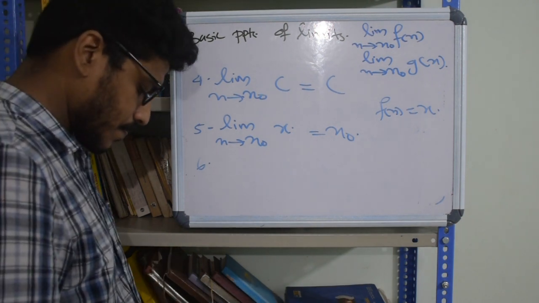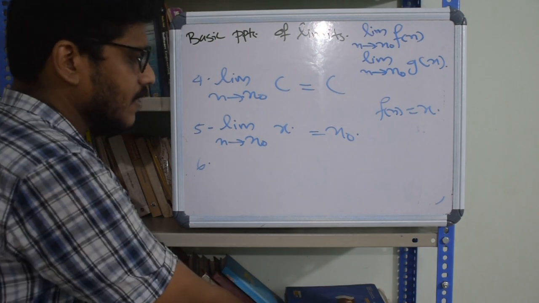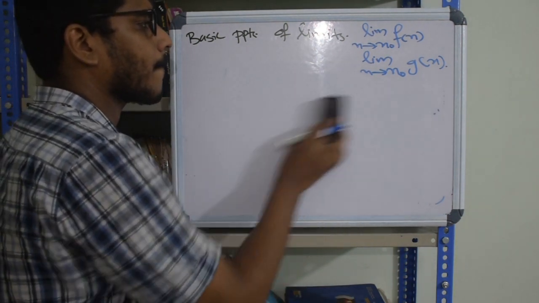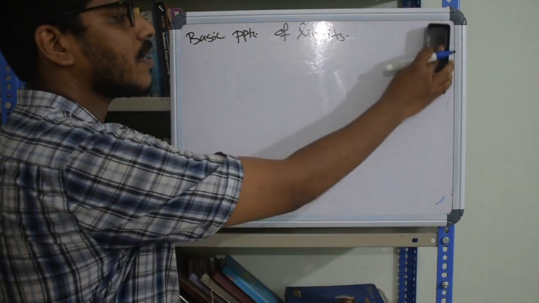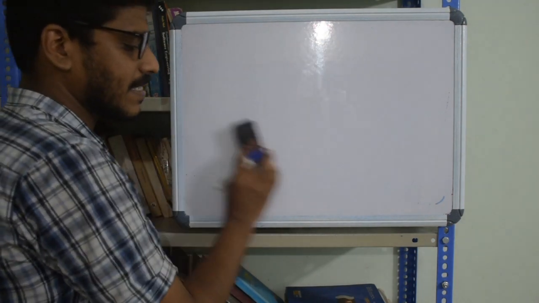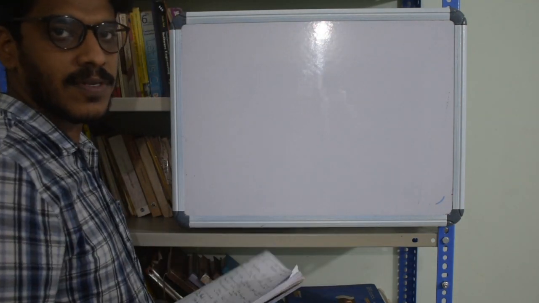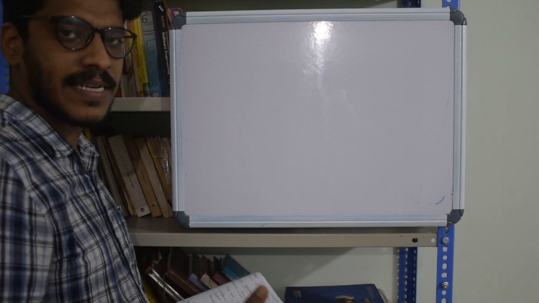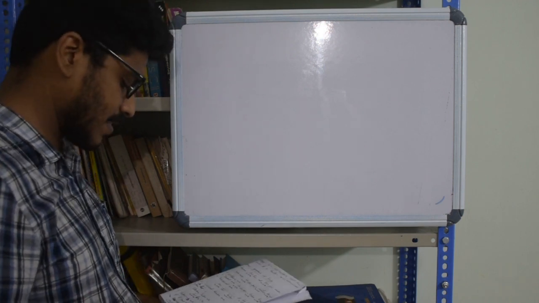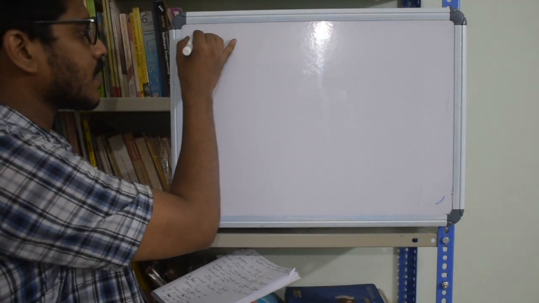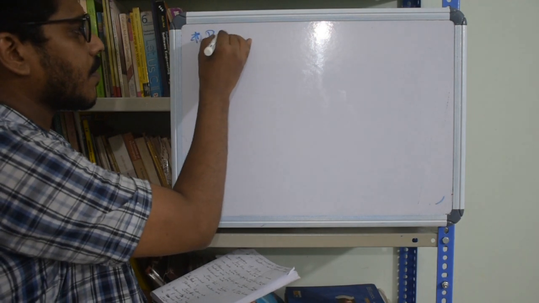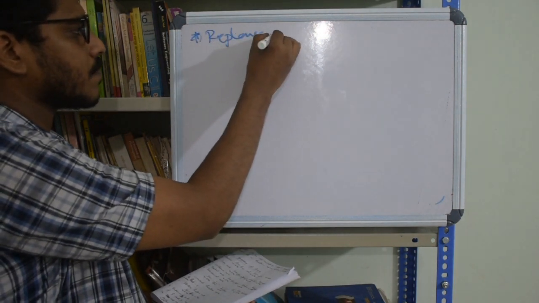Replacement rule. Suppose this has to be written. I'll just clear this. Remember, limit of f(x) and limit of g(x) exist at x naught, that is, limit as x tends to x naught of f(x) and limit as x tends to x naught of g(x) exist. So the next rule is the replacement rule.